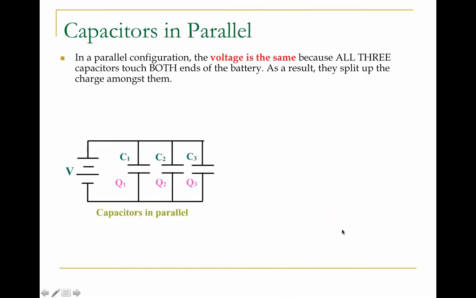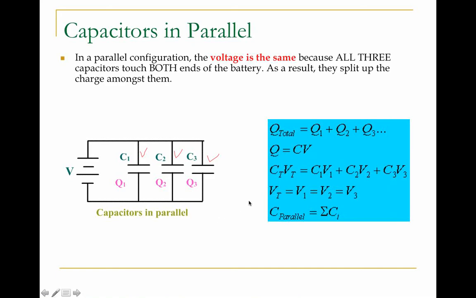In the parallel combination, the voltage is the same. So V across each one of them is the same, and that's understandable because they are connected to the same terminals on both sides. We can utilize that, however, the charge is not the same. So in series, the charge is the same, but the voltage is not. Here, the voltage is the same, but the charge is not.